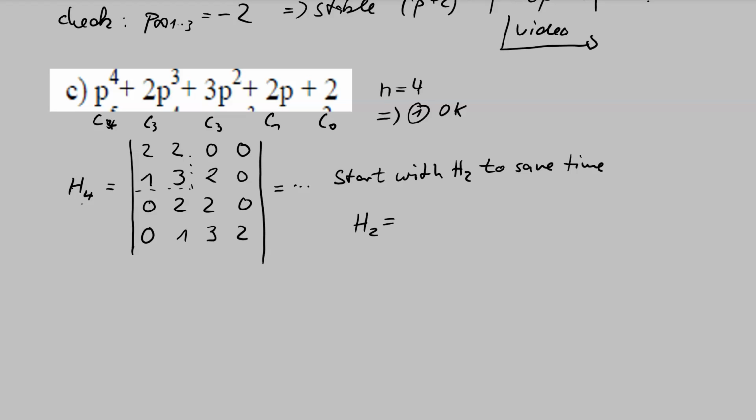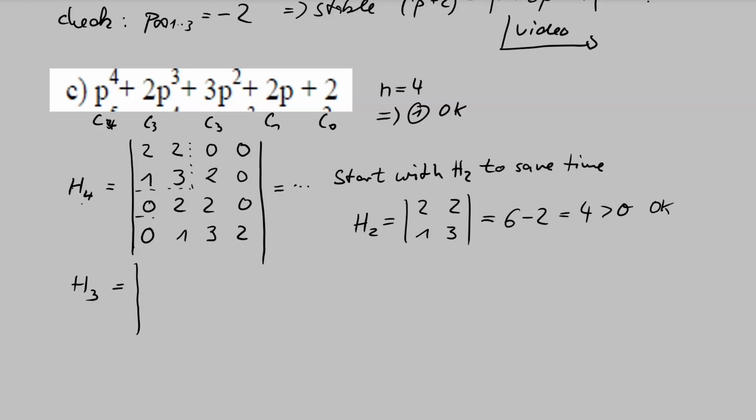H2 is this determinant: 2, 2, 1, 3, which is 2 times 3 minus 2 times 1, which is 6 minus 2, which is 4. Of course, this is larger than 0, so okay. So next we have to do H3.